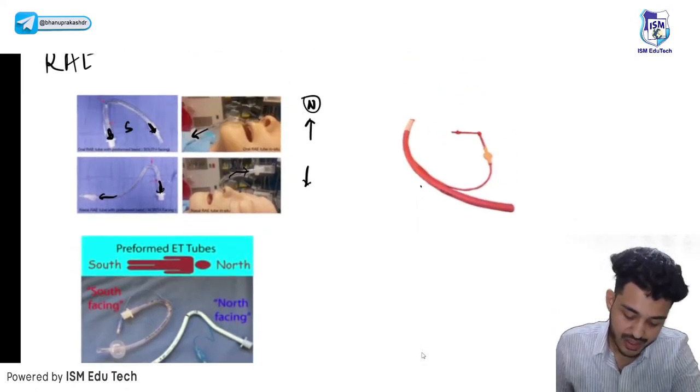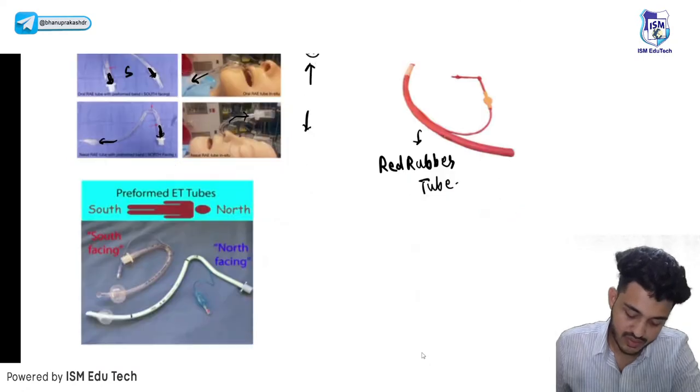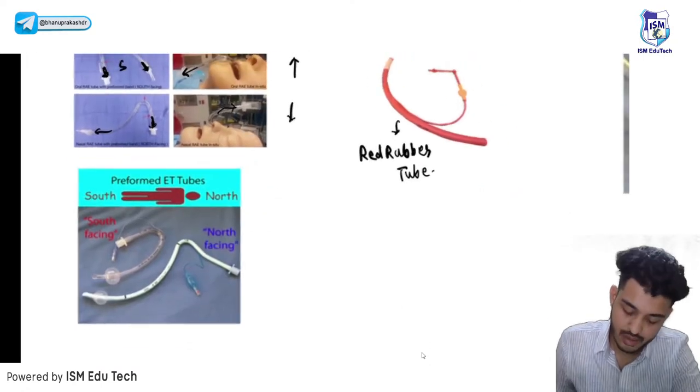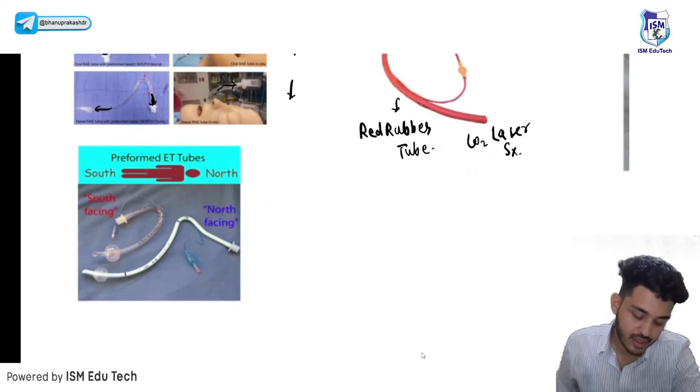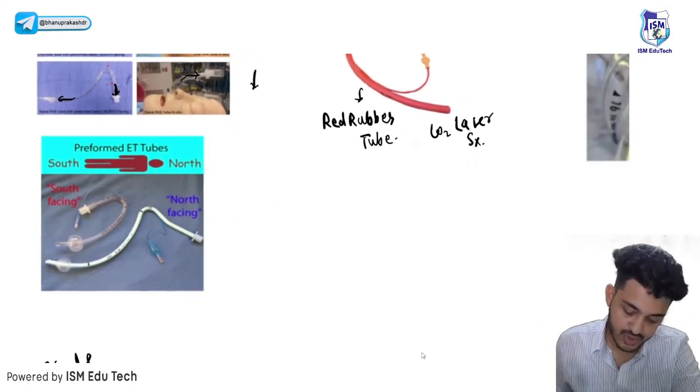This one is your red rubber tube. We use it in CO2 laser surgery. This one is the same as the RAE tubes.